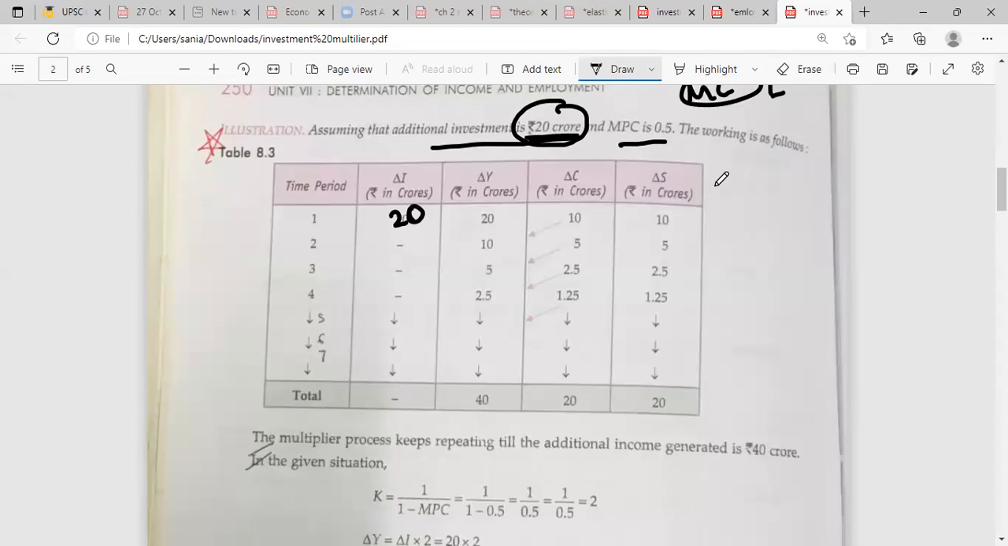And this is change in savings. This is not saving, this is change. For example, earlier it was 20, now it is 10, so the change is 10. The change in investment will remain the same because investment is autonomous. Change in income 20, 10, 5, 2.5, consumption 10, 5, 2.5, 1.5, and savings 10, 5, 2.5, 1.5. You have to remember this. With consumption, you can find savings: 20 minus 10 is 10, then 10 minus 5 is 5, 5 minus 2.5 is 2.5, like this.